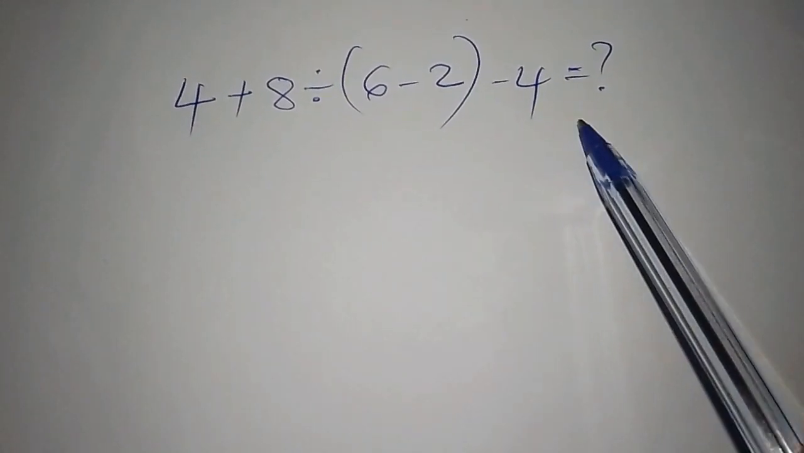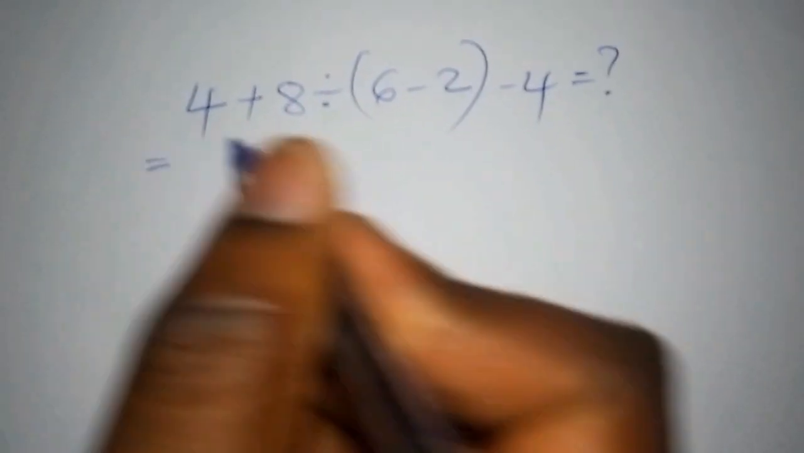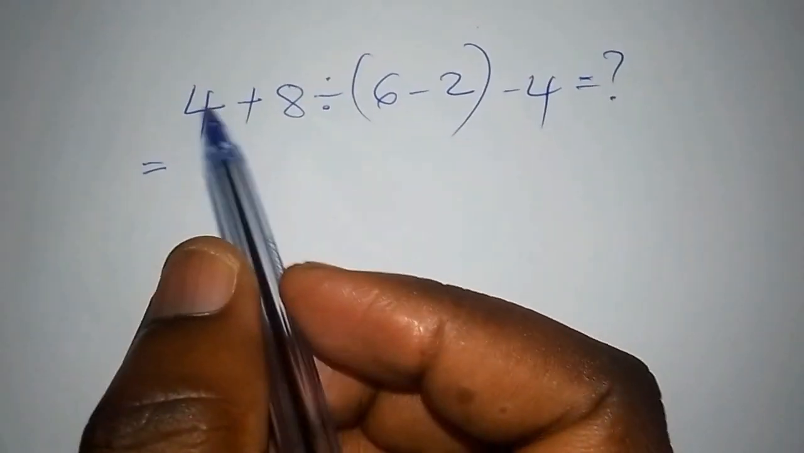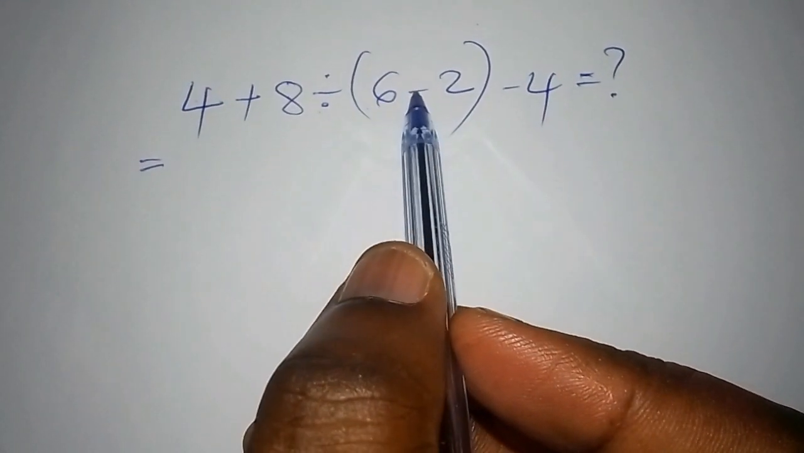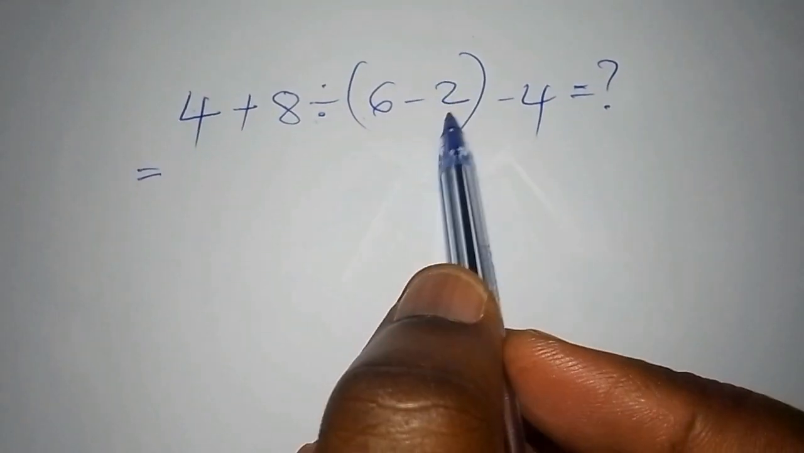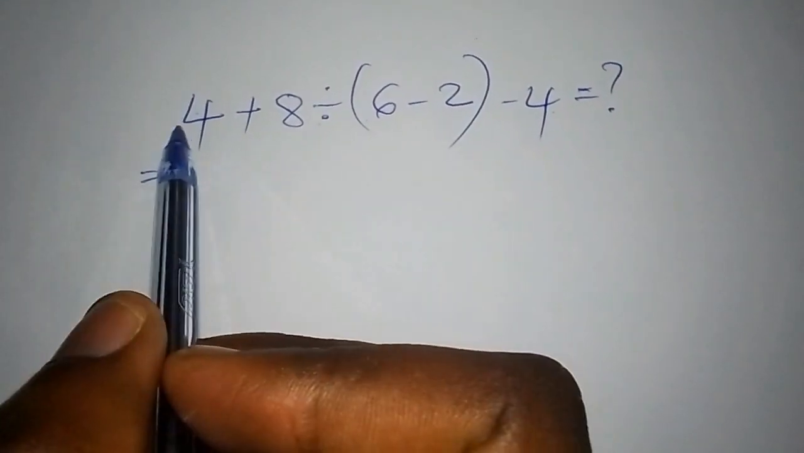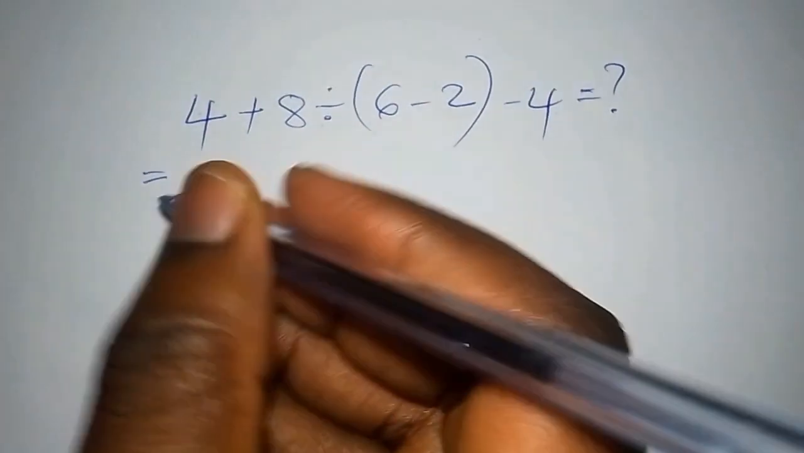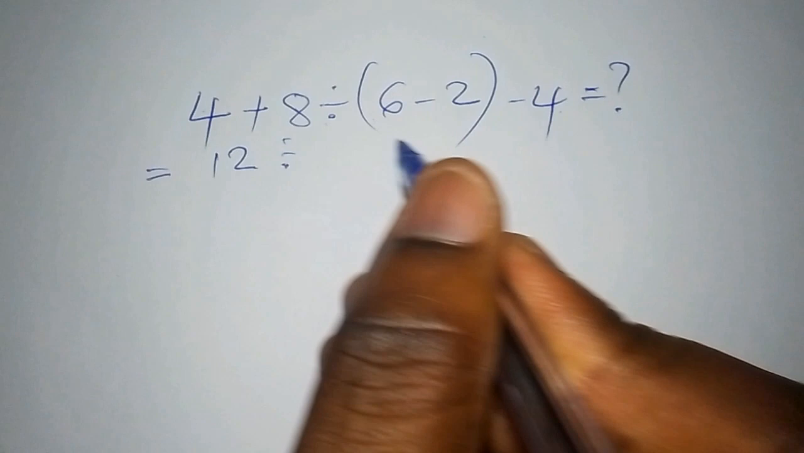Do you know some of the reasons as to why people fail such a simple math problem? Here is the reason. People just work it out directly without following the above procedure. For example, they say that we have 4 plus 8 divided by, in brackets, 6 subtract 2, then minus 4. So they do it directly and say that this one is 4 plus 8. Then they pick it as 12. Then they say now divide by.